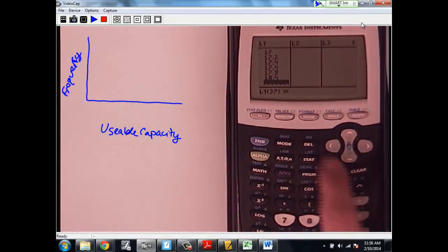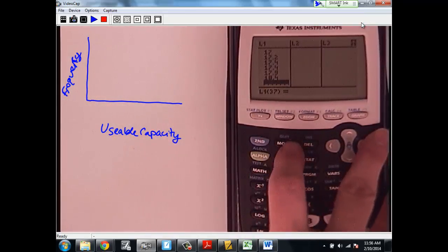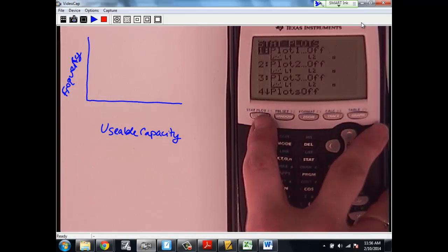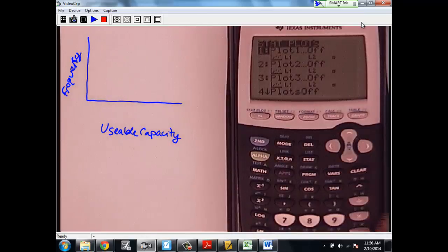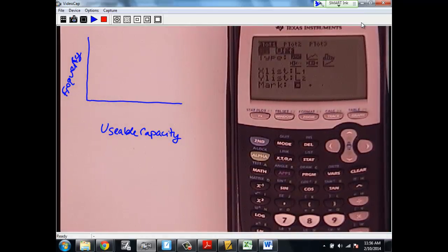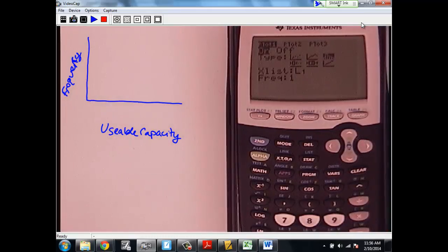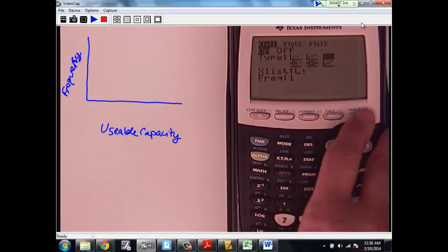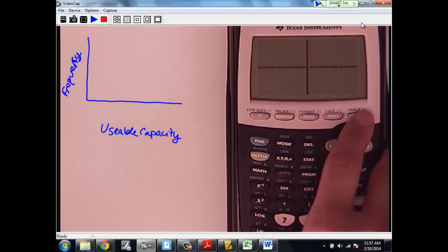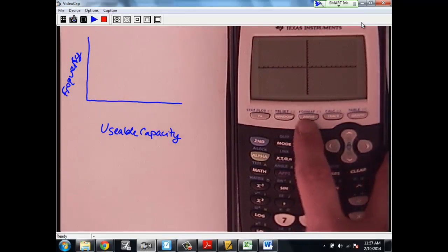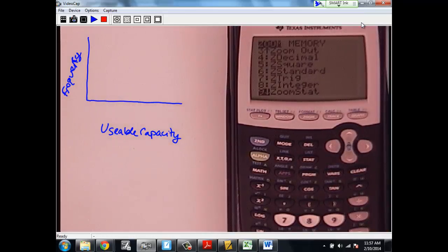How do we get our graph? I would go second mode and quit out of there. If you go second, y equals, that'll take you to your graphs, your stat plots. Number 1, push enter, turn it on, and let's do a histogram. So now if I go to my graph, I don't see anything. Remember what we do? We did enter the data. I turned my graph on. Zoom 9, zoom stat.